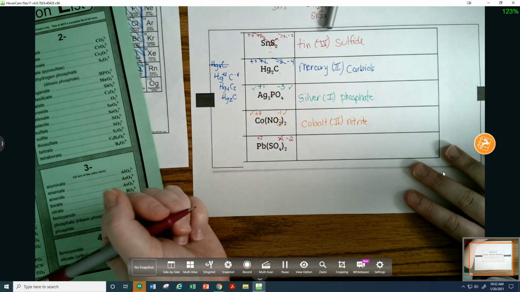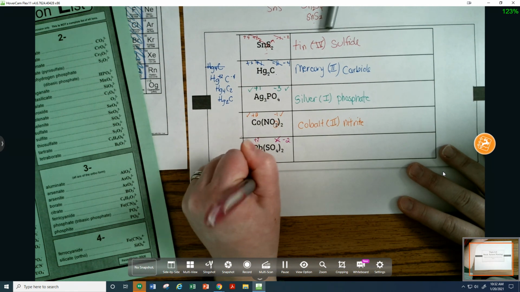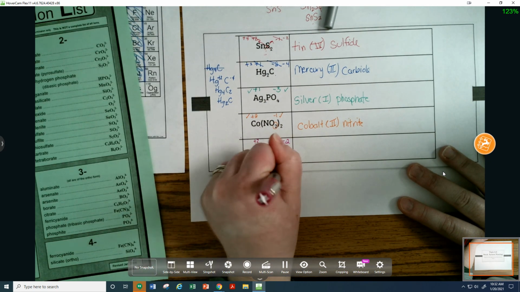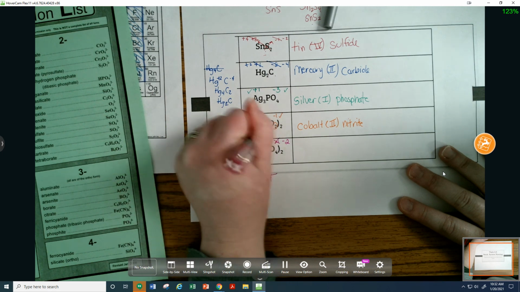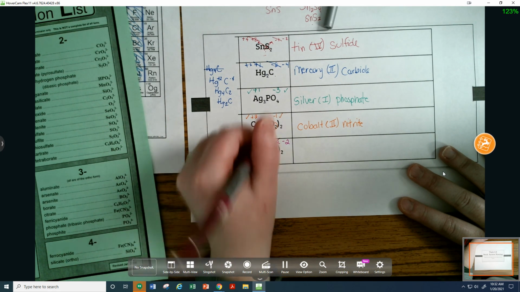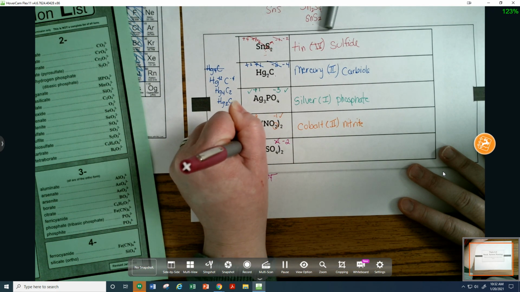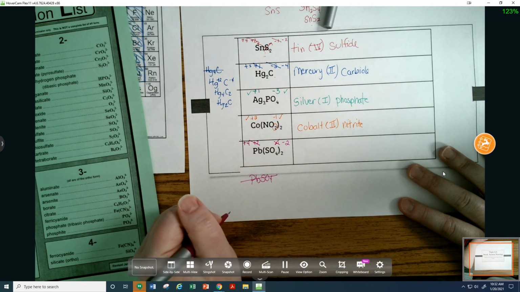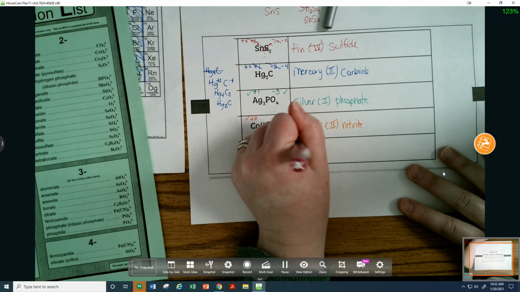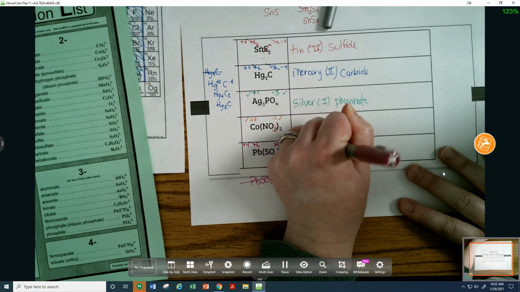If I try it with that +2 -2 combination, those would cancel and our formula would look like this. That is not what we have, so this is not correct. Hopefully you can see that something had to make that 2 appear, so this was a simplification. So that means lead here has to be a +4 charge. So this is really going to be lead(IV) sulfate.